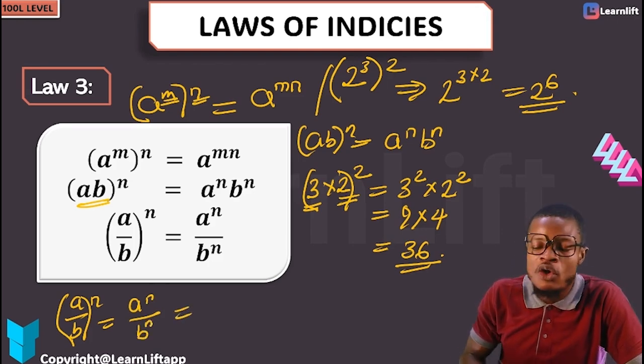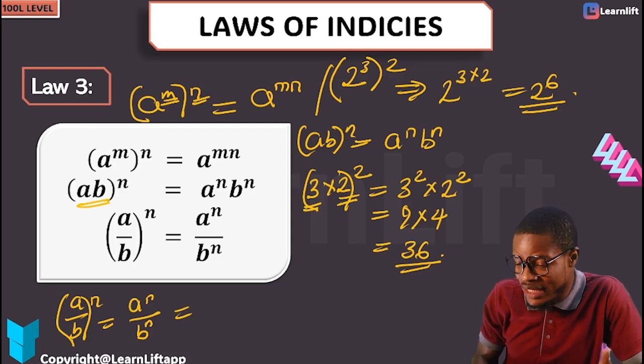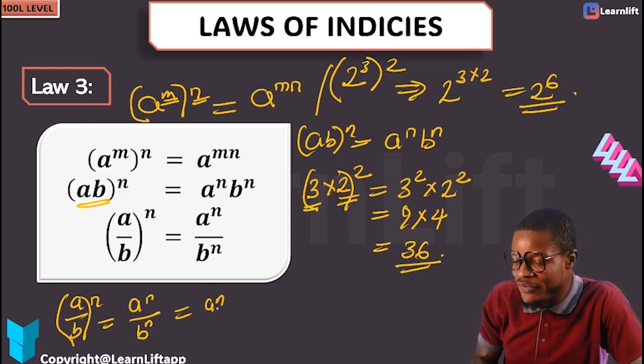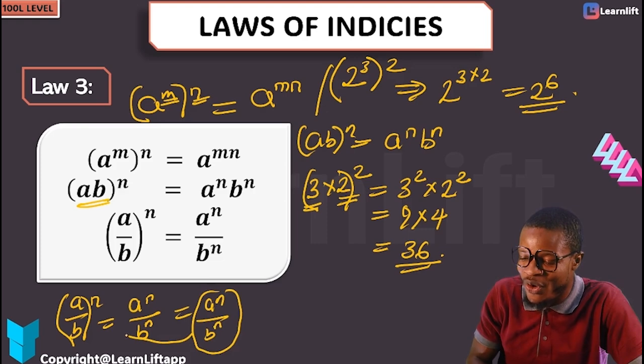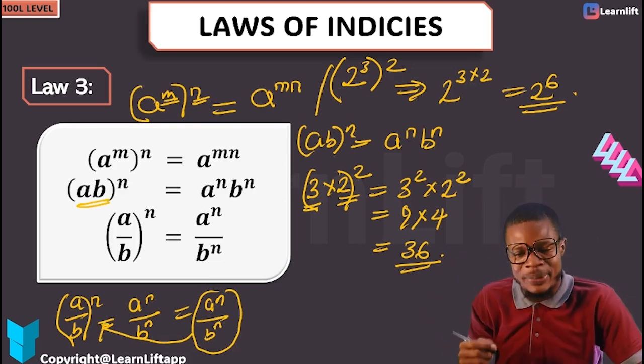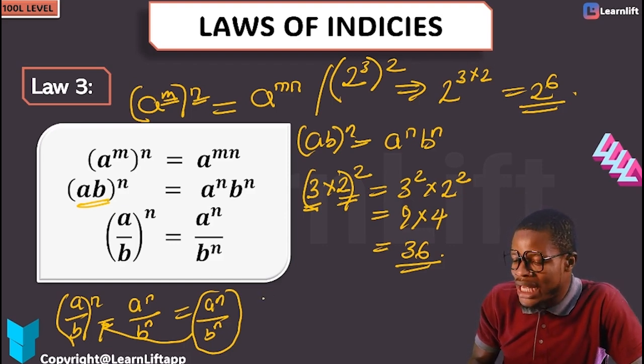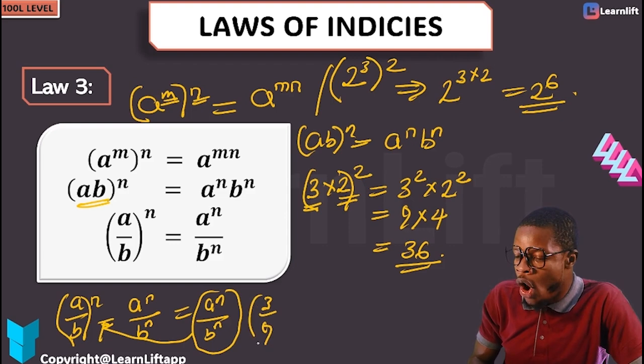So if we are breaking this down, what we're going to have is the same thing as your A raised to the power of n all over your B raised to the power of n. Okay, we can't break it any further because if you want to go, you're going to come back into this first question in the first place. Now let's see a practical application of this. Let's say, for example, we have our 3 all over 9, all of these raised to the power of 2.